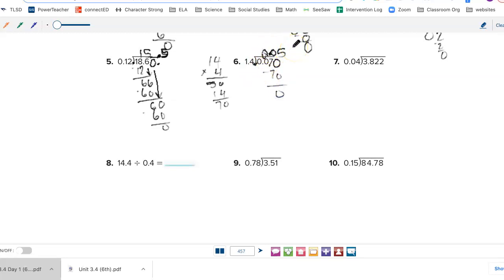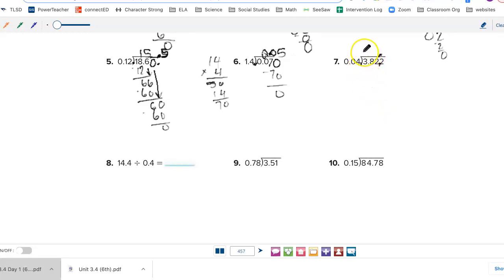I know that's kind of hard to read. All right, and then we have 7. So I'll move this over twice to make it 4. So I need to move this over twice for 382.2. Raise it to the roof right away.